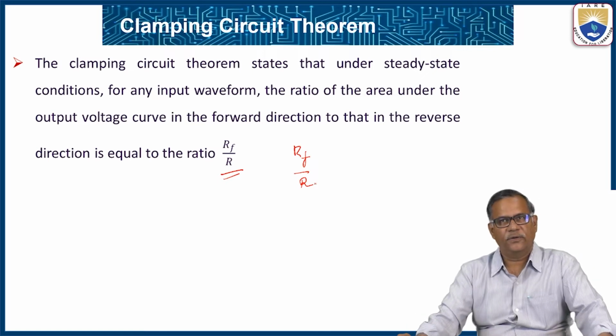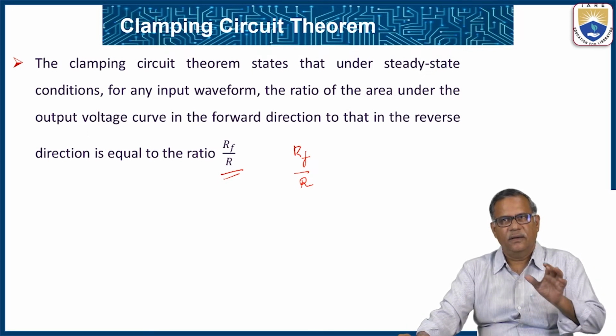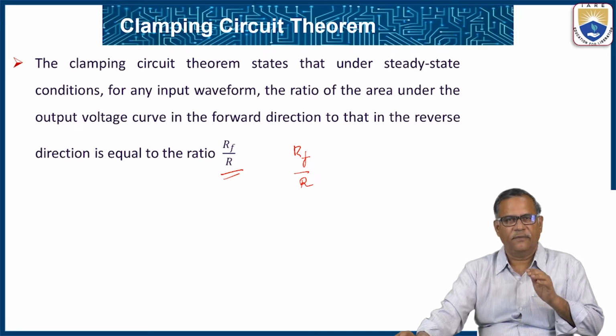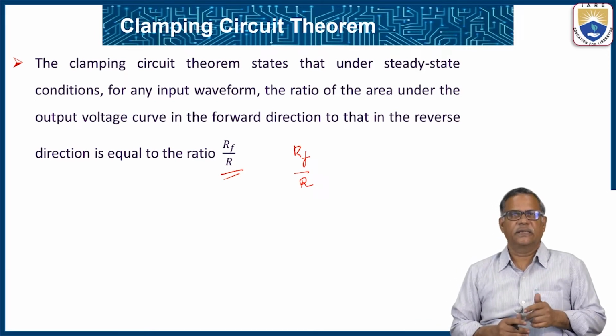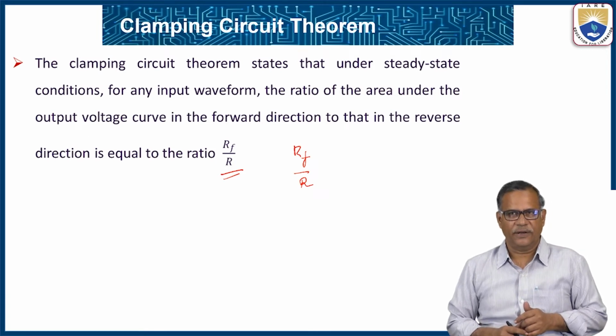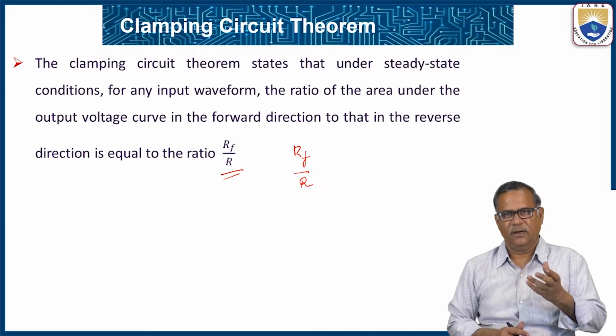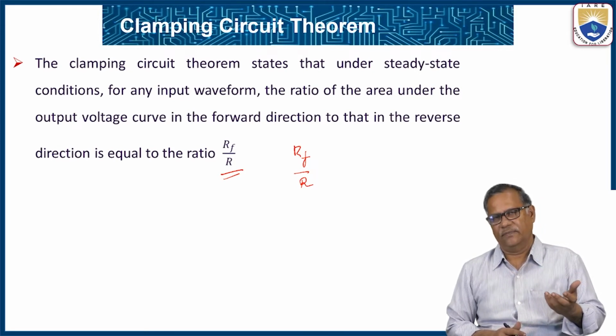So the clamping circuit theorem states that under steady state conditions for any input waveform, the ratio of the area under the output voltage curve in the forward direction to that in the reverse direction is equal to the ratio Rf by R. Rf is the diode forward resistance and R is the diode reverse resistance.